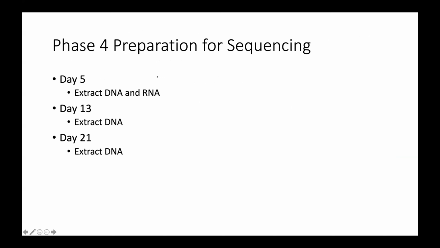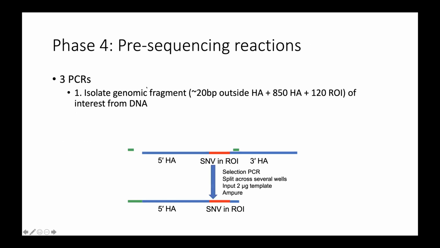The RNA sequencing is really meant to confirm orthogonally the presence of the variants. It's also meant to confirm the gene expression of the variant at the early time point, and it can lead to another functional score at day 5. And then you do 3 PCRs to prepare your DNA for the next generation sequencing reaction. So here I'm showing you how it's a 5' homology arm, then SNV in the region of interest, and a 3' homology arm.